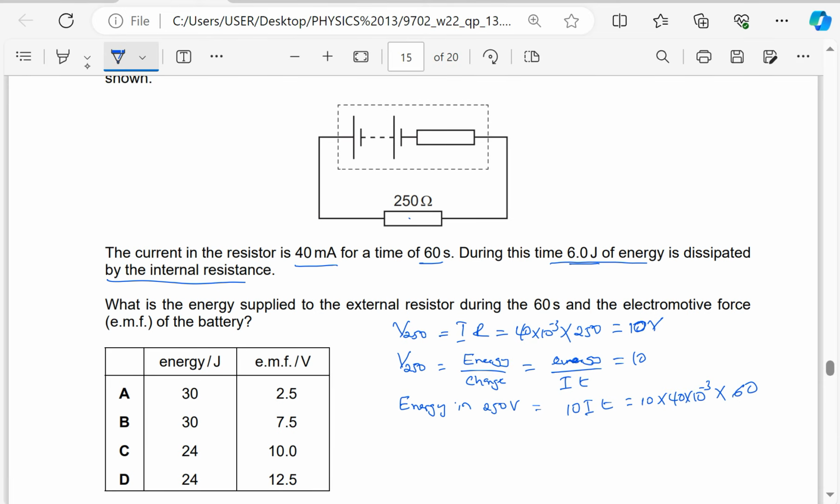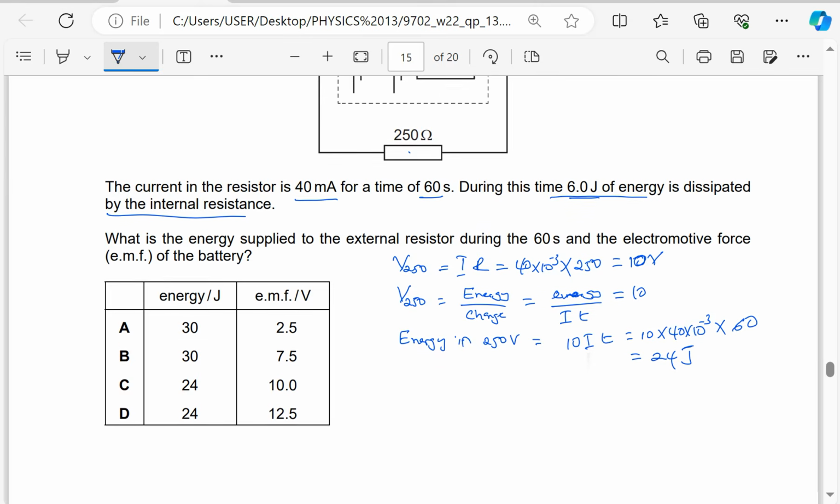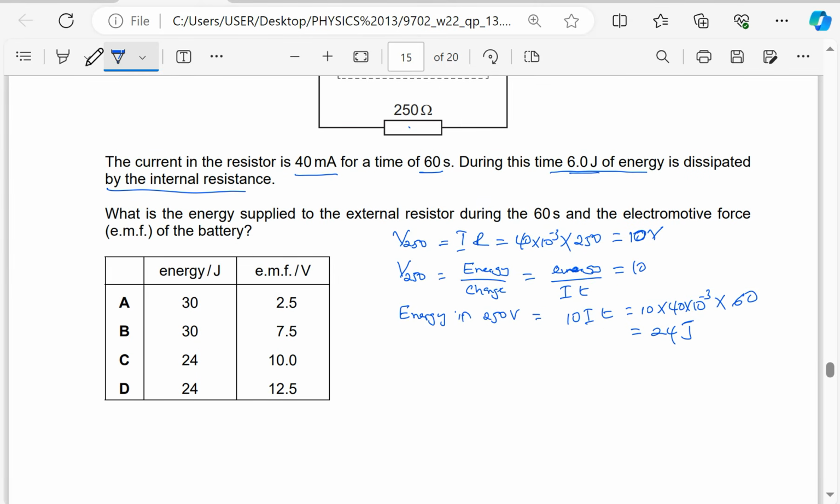So this is going to give us 6 times 4, I think that is 24. So the energy here is going to be 24 joules. That is the energy dissipated in 250 volts. So it means the total energy in the circuit is going to be equal to 24 joules plus the energy in the internal resistance, which is 6 joules, which gives us 30 joules. That's total energy.